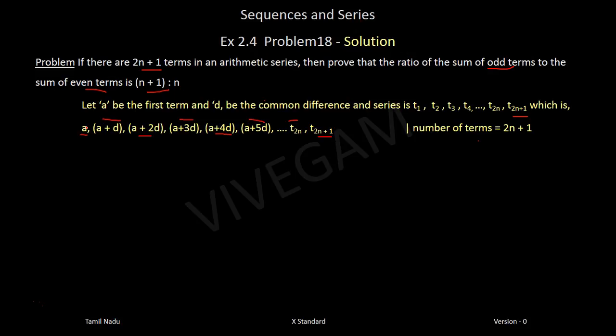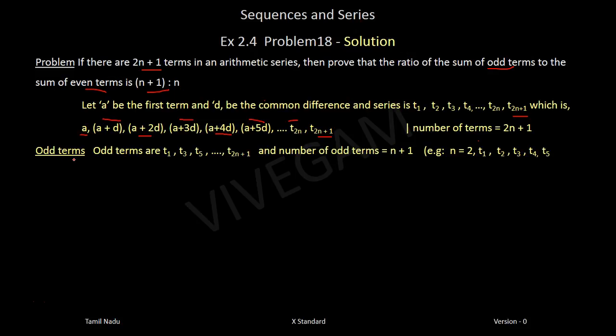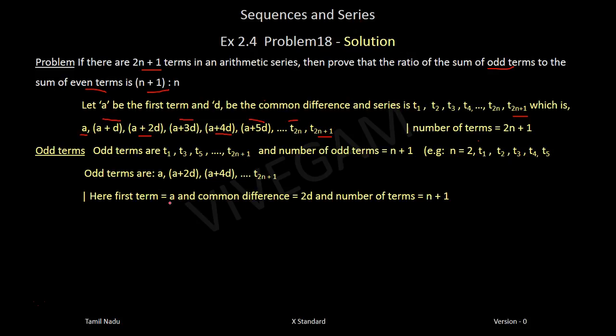So now we'll segregate this into two series. We'll put all the odd terms together and form a series: T1, T3, T5, up to T2n plus 1. Now carefully observe the difference between this term and this term: 2D. So I've written T1, T3 down. That is A, and this is A plus 2D. This is A plus 4D, and T2n plus 1 we will find out. Now here, the first term is A.